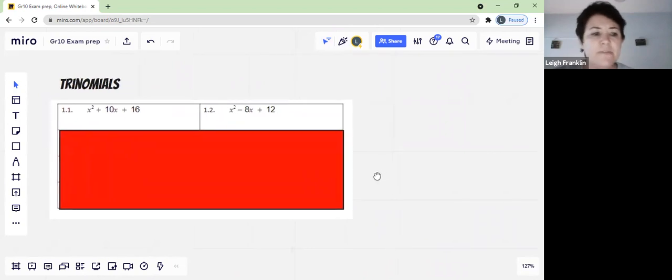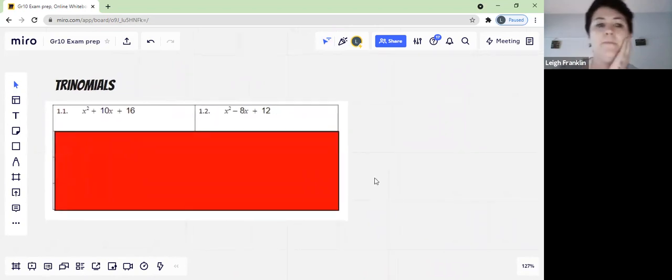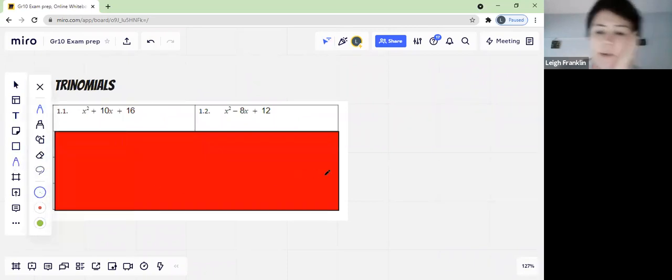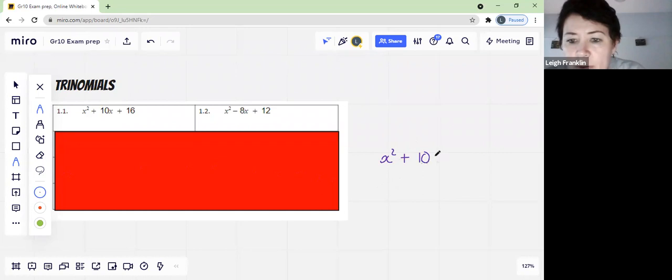Okay, so if you recall last time, there were 4 different types of trinomials. So your trinomial can be like this. So x squared plus, let's take the first one, 10x plus 16. This was type number 1.